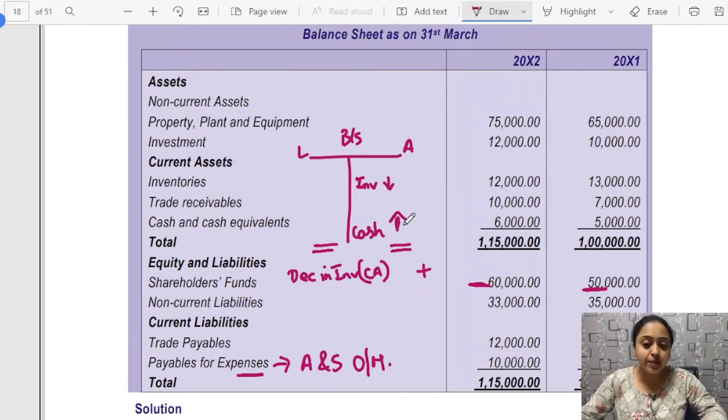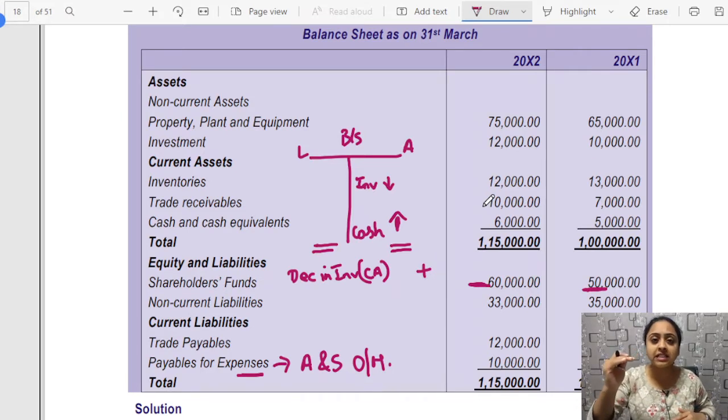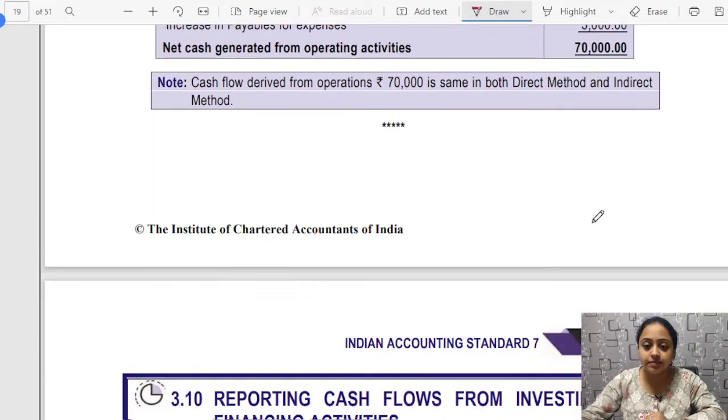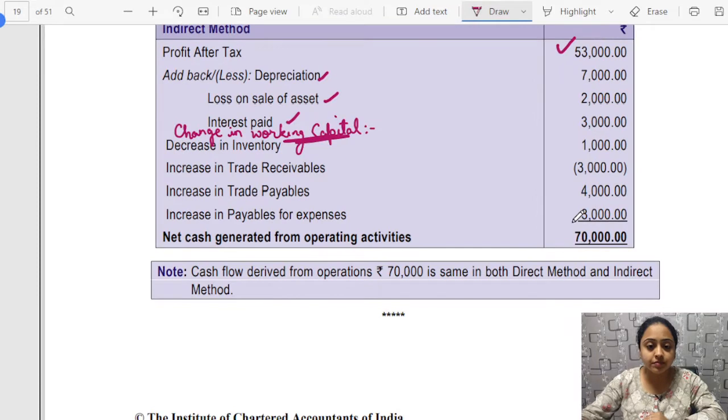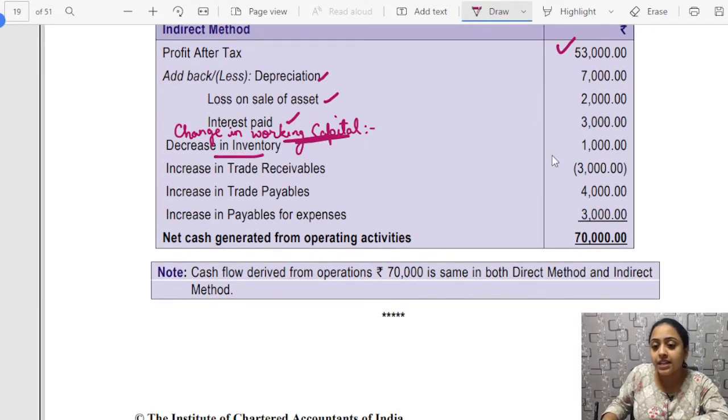Similarly goes for trade payables. Since it is 7,000 and now it has increased to 10,000, then trade receivables have been increased in the asset side. To balance out, you need to decrease the cash. Let's see the answer. Increase in inventory, so 1,000 will be added. This is where you can try out your answer. Finally after doing this, you will get net cash generated from operating activity. The answer will be same from both the methods.